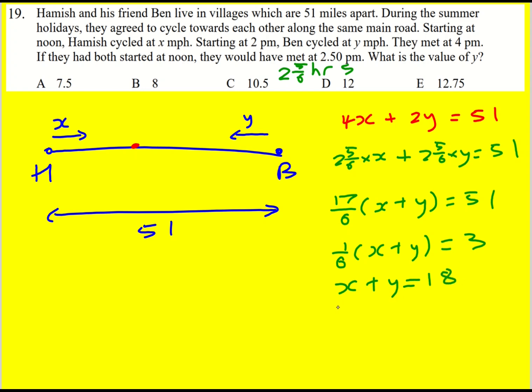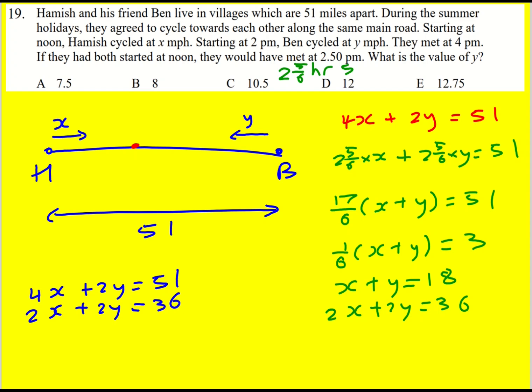And then I'm going to double it. 2x plus 2y is equal to 36. And I've got two equations. So 4x plus 2y equals 51. And 2x plus 2y equals 36. Because I actually want to find out what y is. Maybe I shouldn't have doubled it, but anyway, I'm going to find x first. That's the way I've gone here.